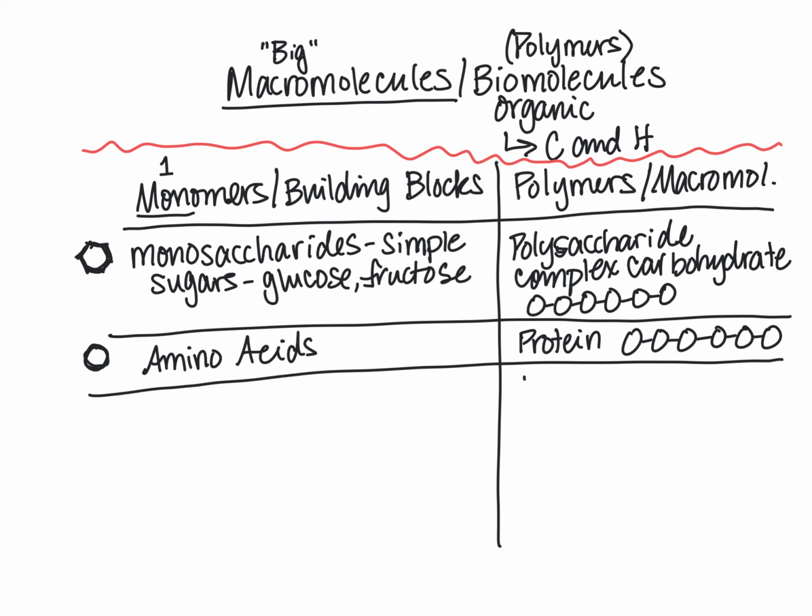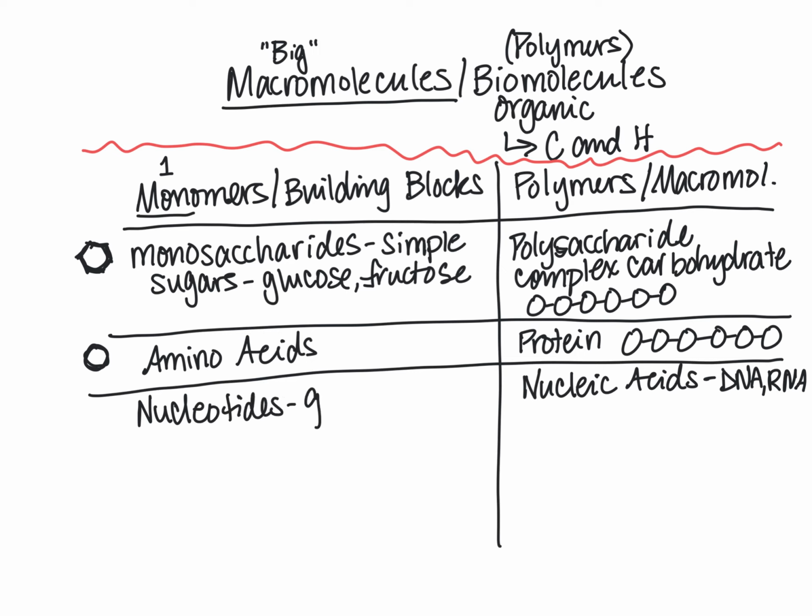The next one, we'll take a look at nucleic acids. And this includes things like DNA and RNA. And they are made up of the monomers known as nucleotides, which include guanine, cytosine, adenine, thymine, and uracil.